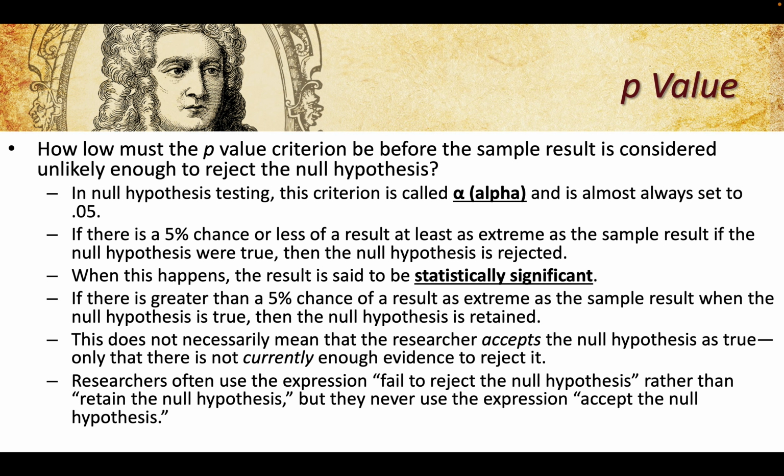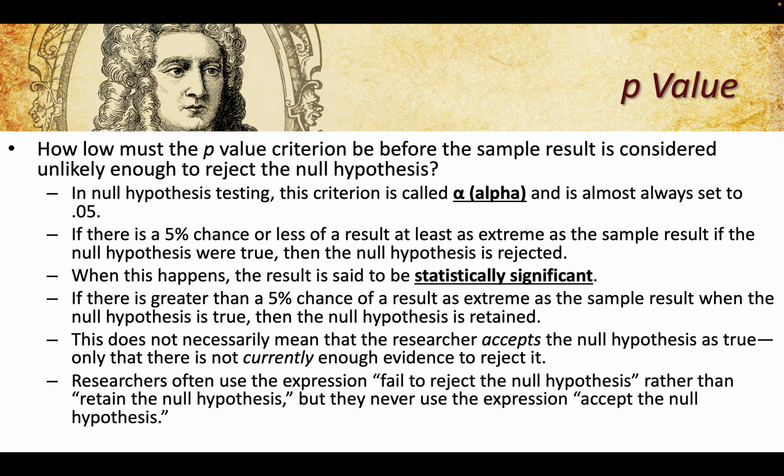How low must the p-value criterion be before the sample result is considered unlikely enough to reject the null hypothesis? In null hypothesis testing, this criterion is called alpha and is almost always set to 0.05. If there is a 5% chance or less of a result at least as extreme as the sample result if the null hypothesis were true, then the null hypothesis is rejected. When this happens, the result is said to be statistically significant.